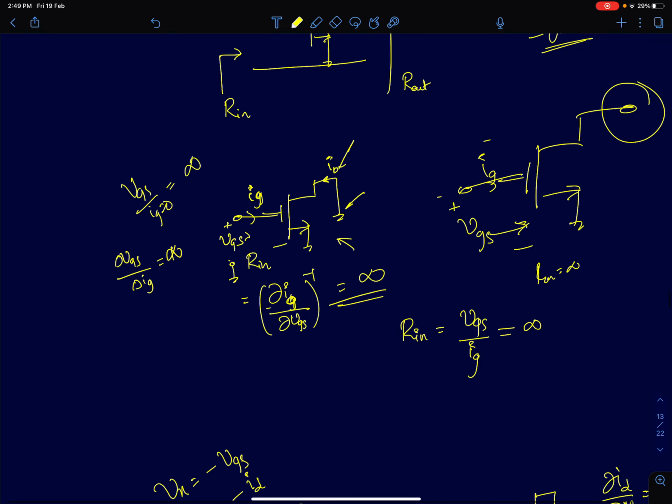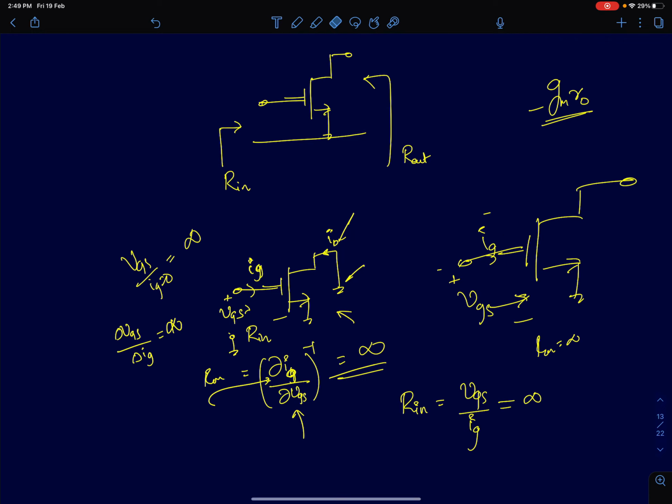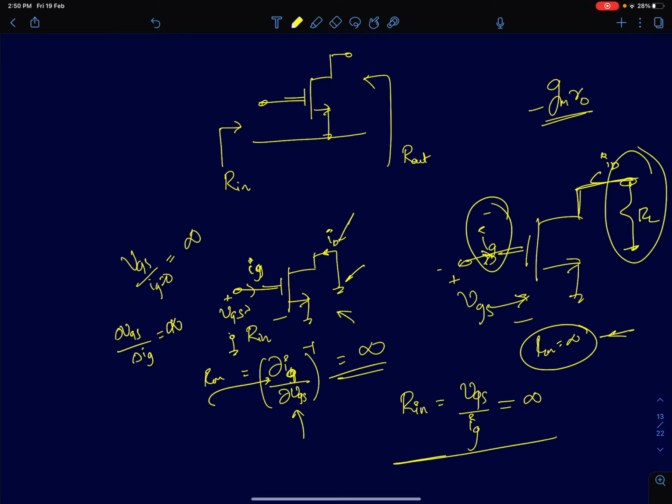That's what I've written here. There will be no change in the gate current with respect to VGS. So I wrote dou IG by dou VGS, the whole inverse, which is your input resistance, is infinity. In fact, it's not very difficult to see that even if I open circuit the drain terminal, or connect it to some resistor here, the input resistance will still be infinity, because the input current will always be zero. There will be some output current at the drain terminal, but the input current IG will always be zero. Therefore, the input resistance will be infinity even if you connect some resistance at the drain terminal instead of just grounding it.